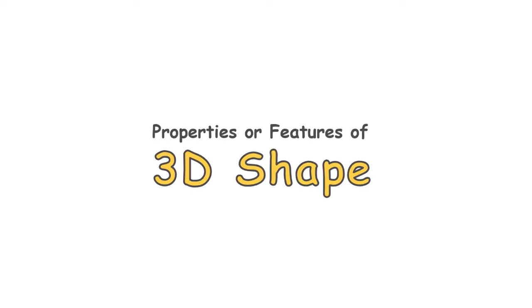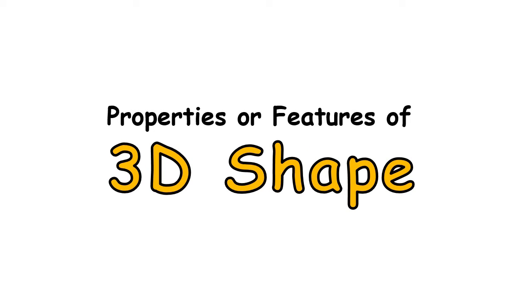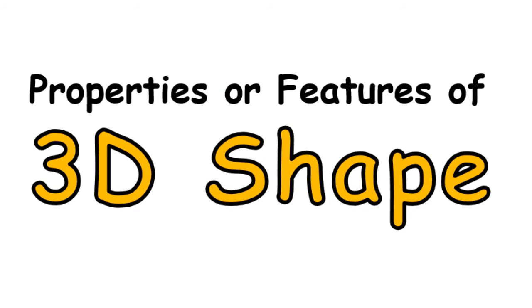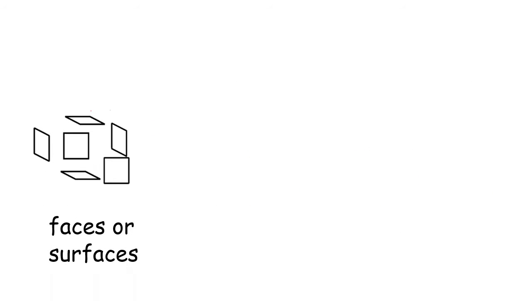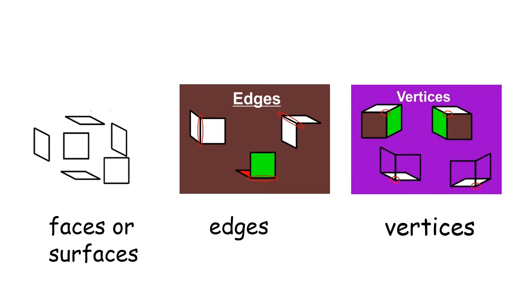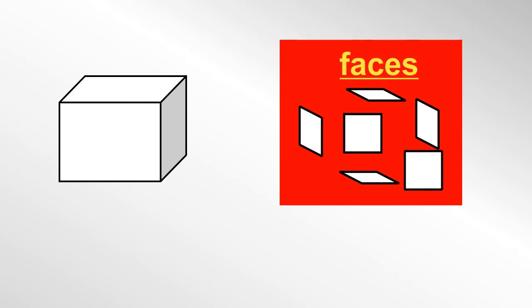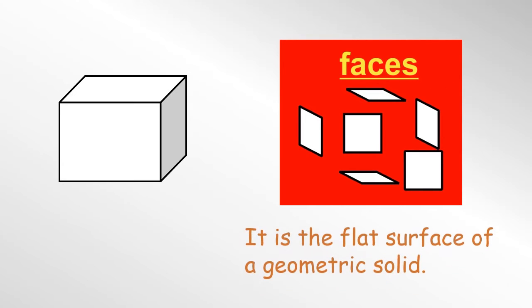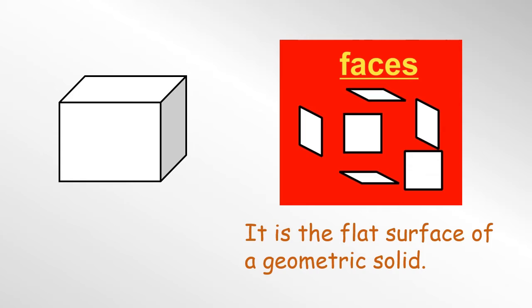Properties or features of 3D shapes. The properties of 3D shapes include faces, edges, and vertices. Now, let's take them one at a time. Face. Face is the flat surface of a geometric solid. The keywords here are flat and surface.